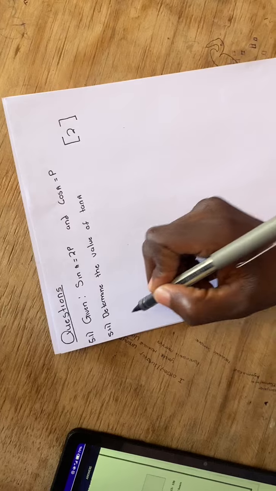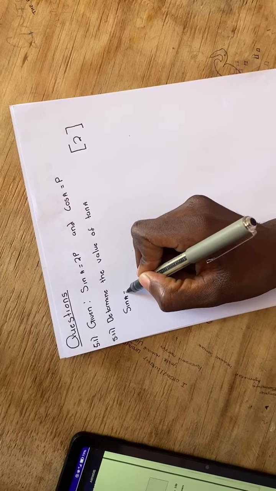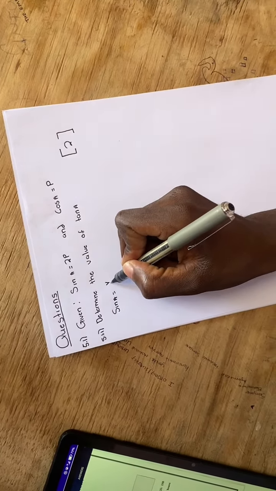We all know that from the trigonometric ratios, sin A is equal to the opposite over hypotenuse, and cos A will be equal to the adjacent over hypotenuse. Therefore, tan A will be equal to opposite over adjacent. They say determine the value of tan A.